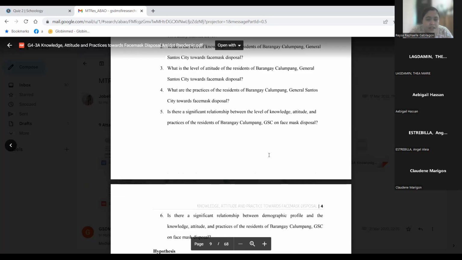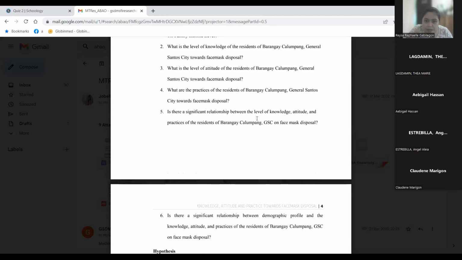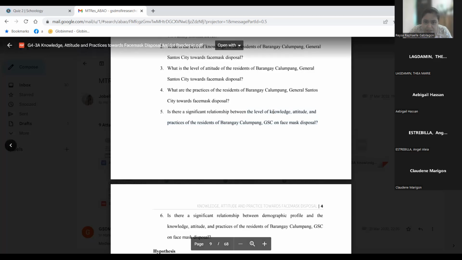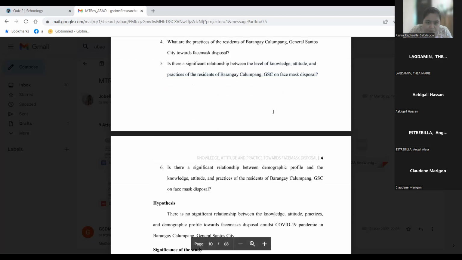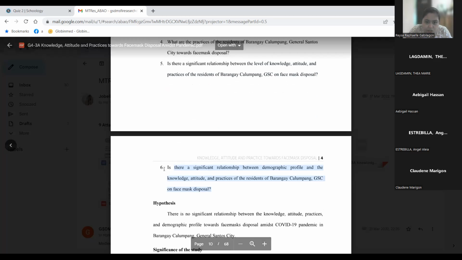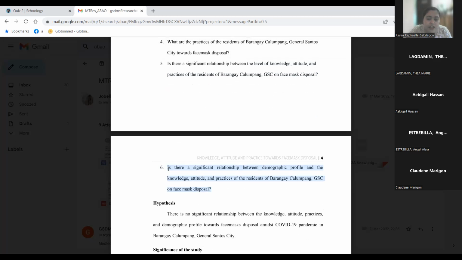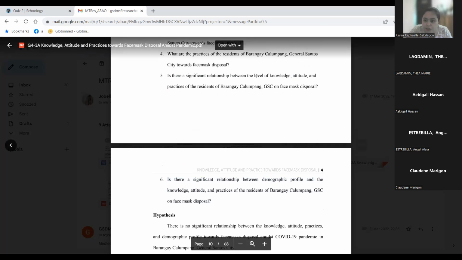Both questions are asking about a significant relationship, but they are different. They want to know the relationship between the level of knowledge, attitude, and practices on face mask disposal. What does that mean? For example, if the respondents' knowledge of disposal is high, does it mean their practice is also high, or do they actually practice, or is the knowledge high but the practice low? That is what they are looking for when they ask about a significant relationship. And aside from that, they also ask if there is a significant relationship between the demographic profile and the KAP. So they are looking for two relationships here.